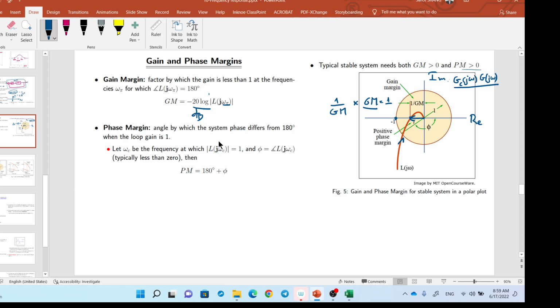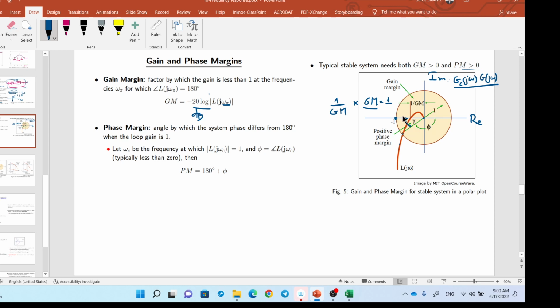And for the phase margin, if you look at this curve, is there any other way that you can have this curve cross minus 1 other than just multiplying by the gain? Actually, if you rotate this curve in a certain way, then it will cross minus 1. So this is the angle that you need to rotate. If you rotate it by an angle gamma, then the curve will cross minus 1 here.